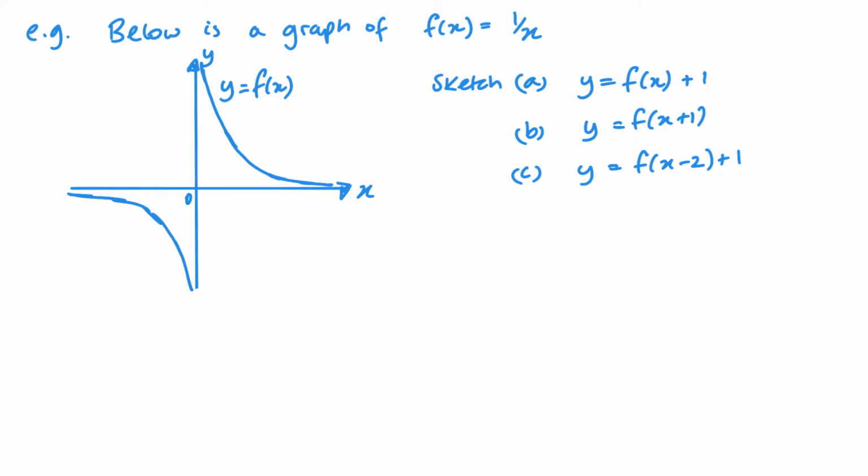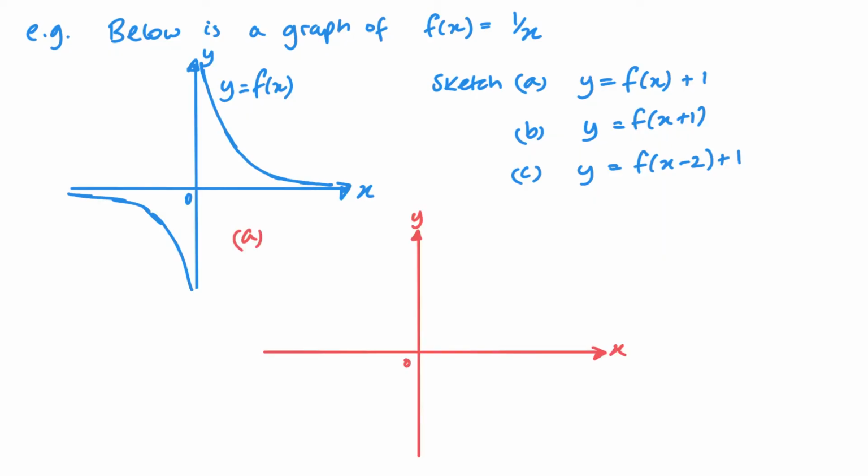Now in this example we're looking at f of x equals 1 over x, and what I also know about this type of graph is that it contains 2 asymptotes. So I've got an asymptote here on the y-axis and an asymptote here on the x-axis. And when I'm translating my graphs, I also have to translate those asymptotes. So let's have a look at the first one.